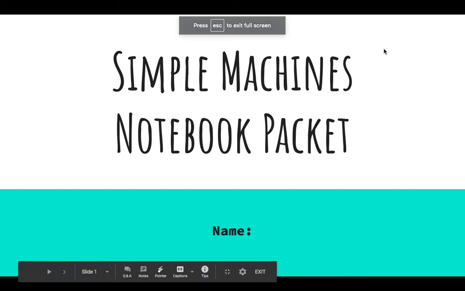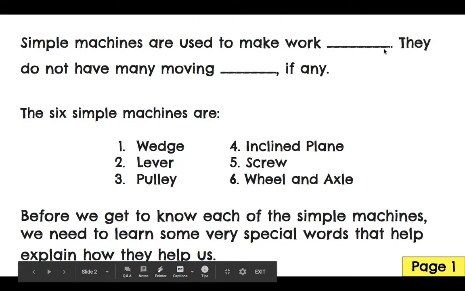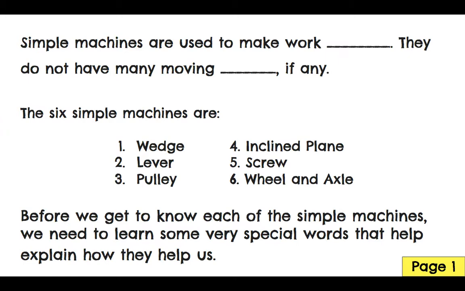So this is your notebook packet. And the very first page, and this is what you're looking at right now, is the sentence that says, simple machines are used to make work blank. And if you actually listened to me earlier, I already told you what machines do. And simple machines, and all machines, are used to make work easier for the person doing the work. Okay, so you can write that in there. They make work easier. That is their purpose.